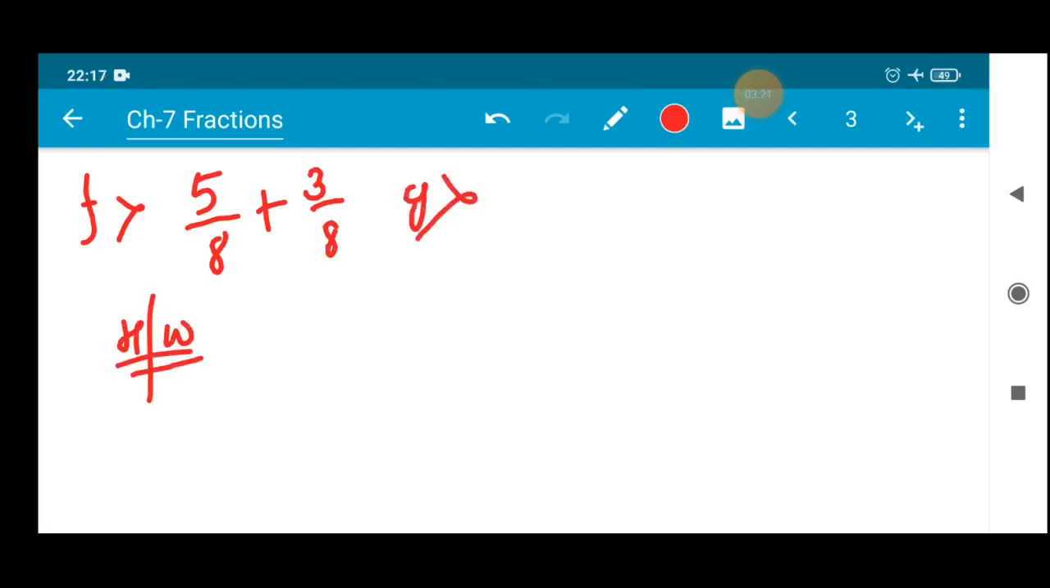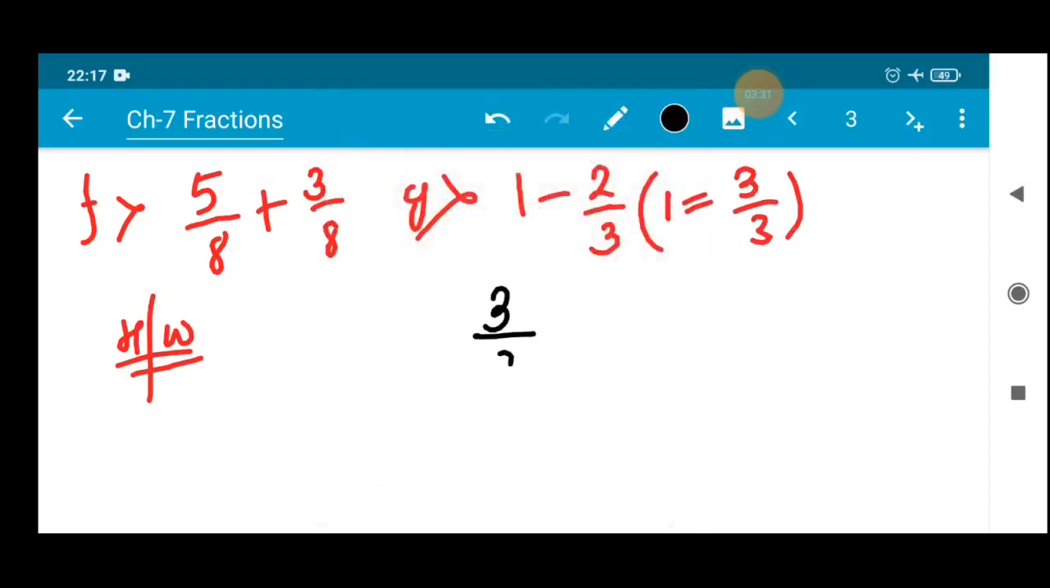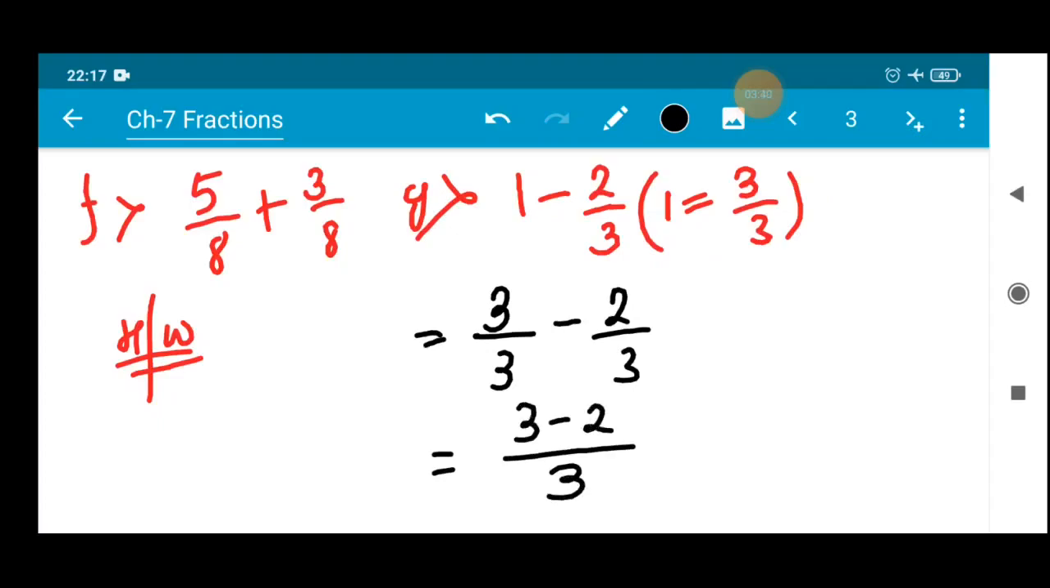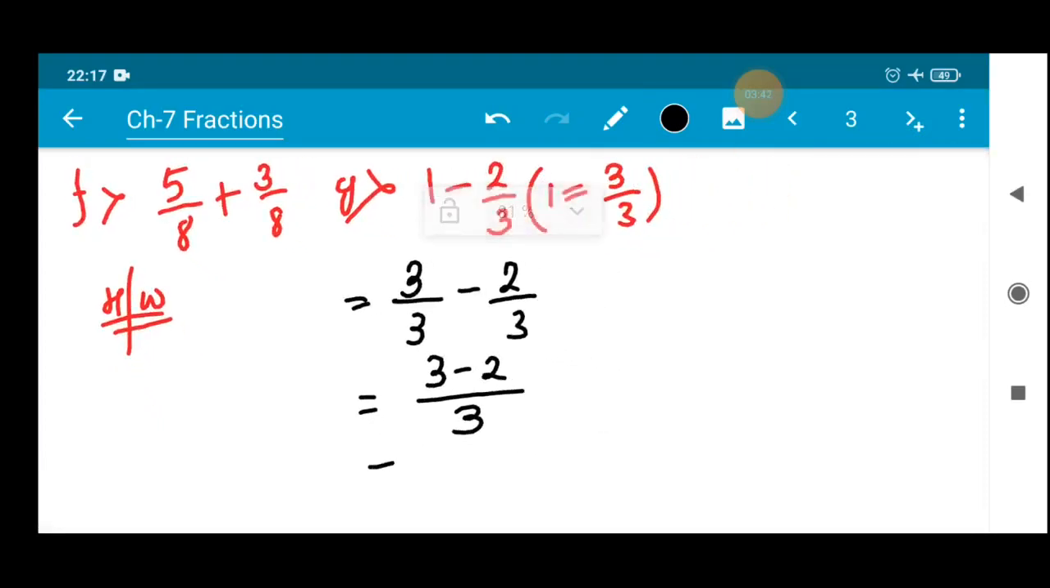Number G, 1 minus 2 by 3, and the hint is also given in the question that 1 can be written as 3 by 3. Yes, of course 1 can be written as 3 by 3. So in place of 1, I can write 3 by 3, because it is given in the question, minus 2 by 3. When you have the same denominator, directly the subtraction of the numerators can be done. 1 by 3 is the value, right?